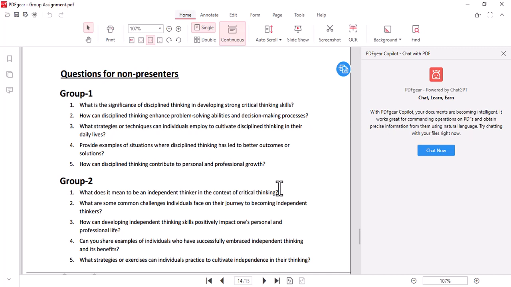Can you mention some challenges in becoming an independent thinker? The challenges we face are, first of all, social influence from our society, and the second one is fear of being criticized and judged by other people because we hold unconventional viewpoints, and another one is fear or lack of seeing a different perspective about what we are thinking of.